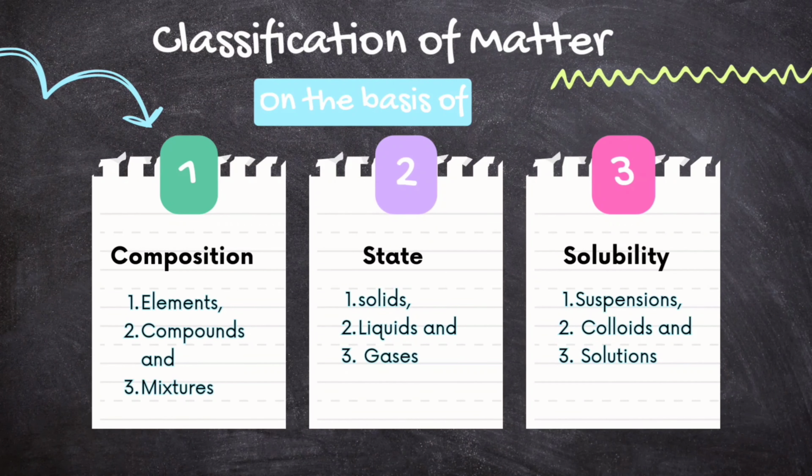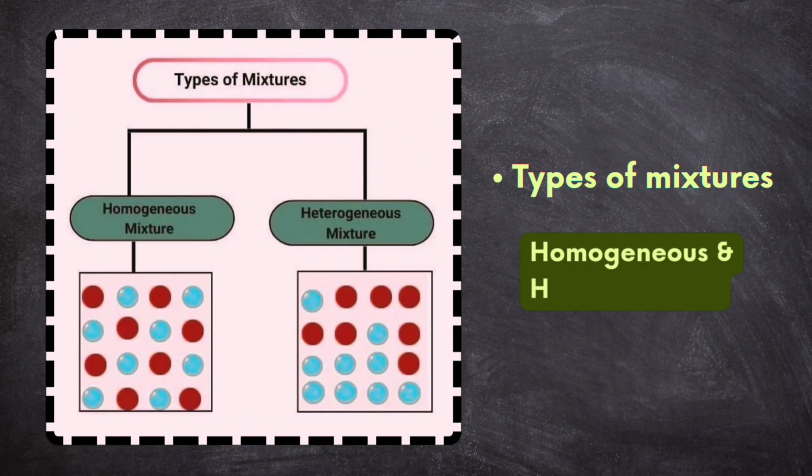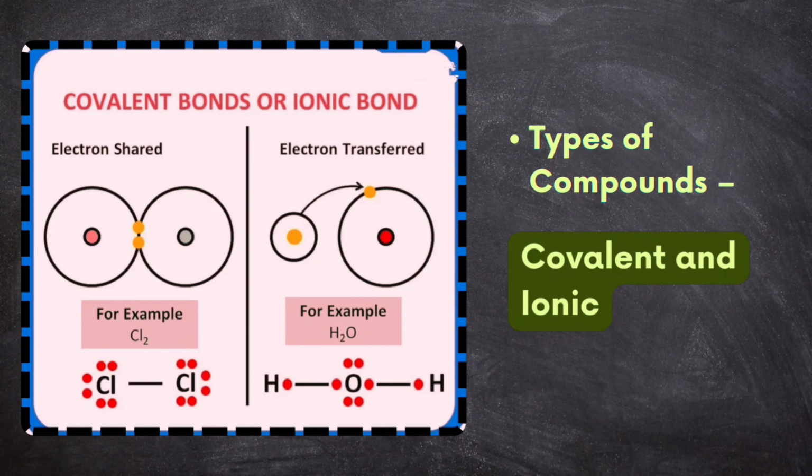Classification of matter. On the basis of composition: elements, compounds and mixtures. On the basis of state: solids, liquids and gases. On the basis of solubility: suspensions, colloids and solutions. Types of mixtures: homogeneous and heterogeneous. Types of compounds: covalent and ionic.